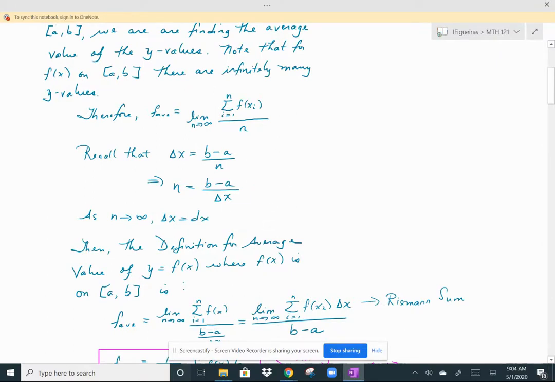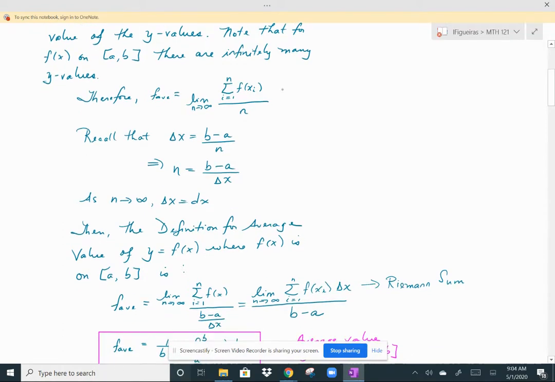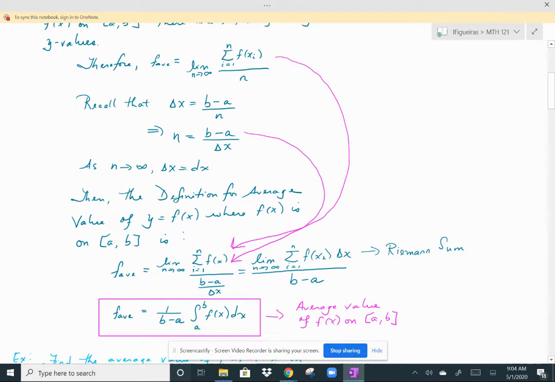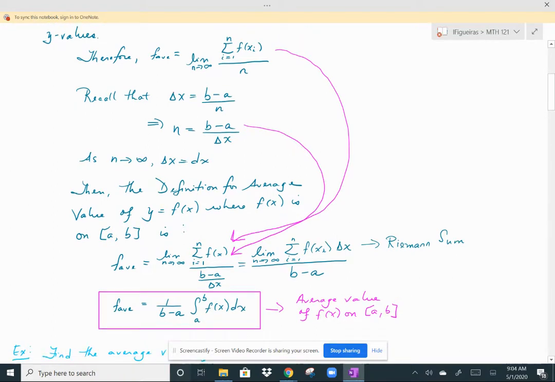So if the average value of my function is the limit as n approaches infinity of the sum of all of your function values divided by n, suppose I let n equal what we just computed and put that in here. So now I have the limit as n approaches infinity of the sum as i goes from 1 to n of f of x divided by what n is equal to, which is b minus a over delta x. Okay, so that means we're dividing by a fraction, and dividing by a fraction is the same as multiplying by the reciprocal. So when you do that, you get the result here on the right.